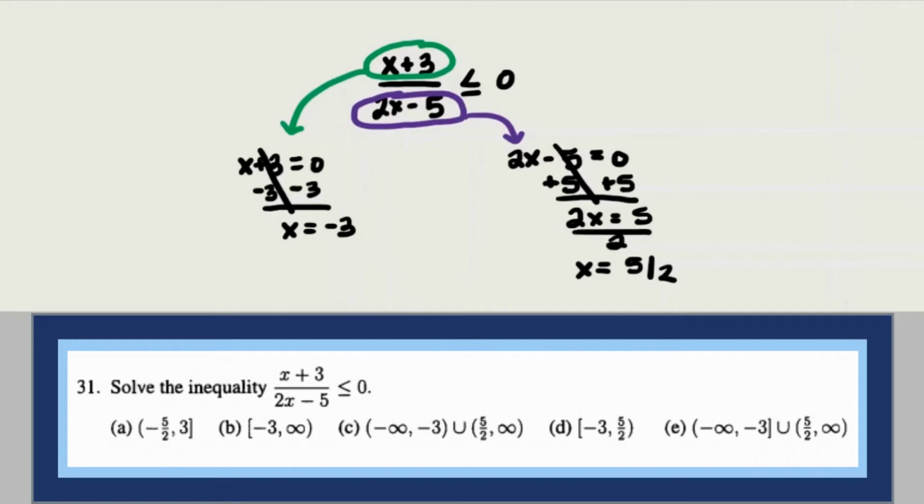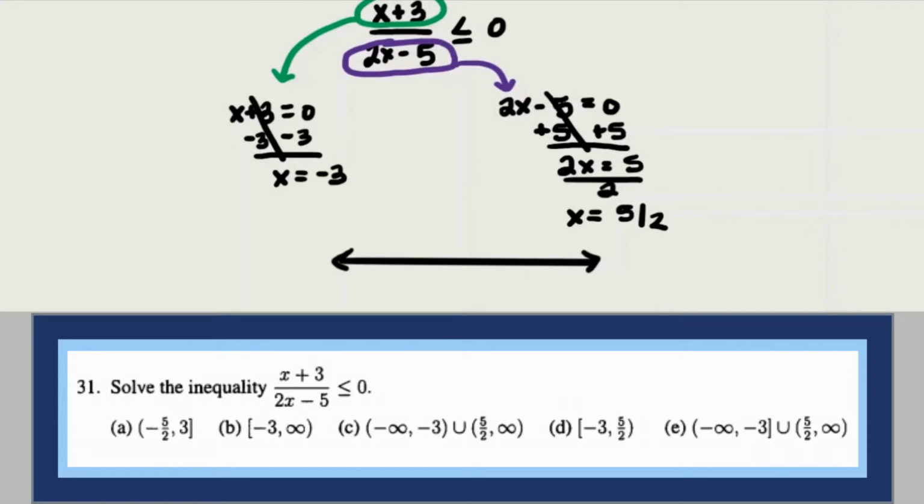The next step is we're going to make a number line. So I'm going to make that real quick. Alright, I made my number line, and we're going to put the values that we found. We found x equal to negative 3 and 5 halves. So I'm going to put negative 3 right here and 5 halves.